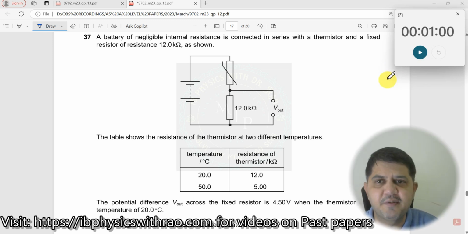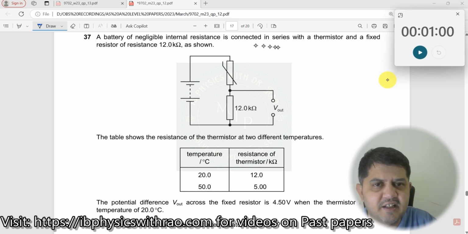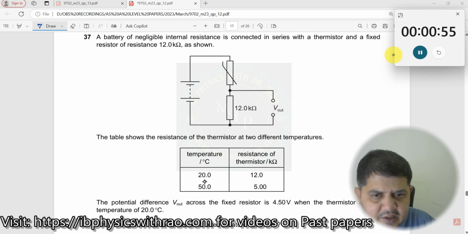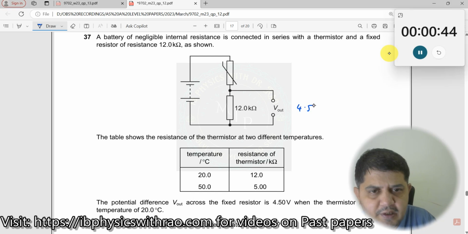Okay, question number 37. A battery of negligible internal resistance is connected in series with a thermistor and a fixed resistor of resistance 12 kilo ohm. The table shows the resistance: at 20 degrees the resistance is 12 kilo ohm and at 50 degrees the resistance is 5 kilo ohm. The potential difference V out across the fixed resistor is 4.5 volt when the thermistor is at a temperature of 20 degrees.